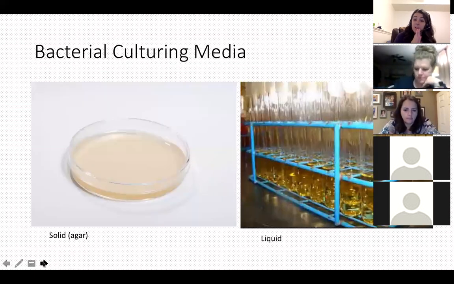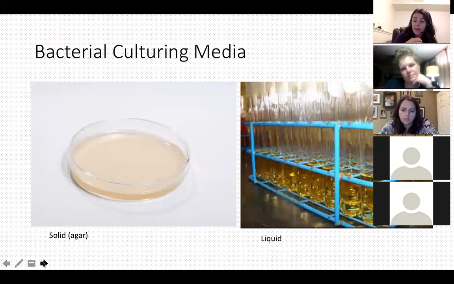Okay, when we're culturing bacteria, we usually use one of two methods in the lab. We either use the solid agar or the liquid broth. And most of you have probably done something with this solid agar before, right? The classic, find something gross and swab it and rub it on the agar, or wash your hands and stick your thumb on there and see what happens.